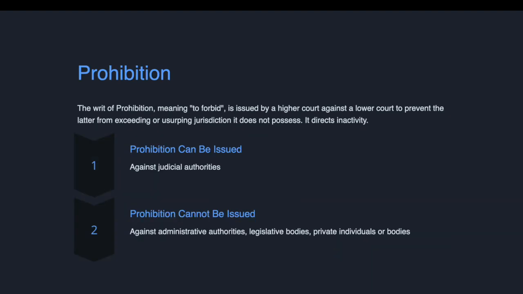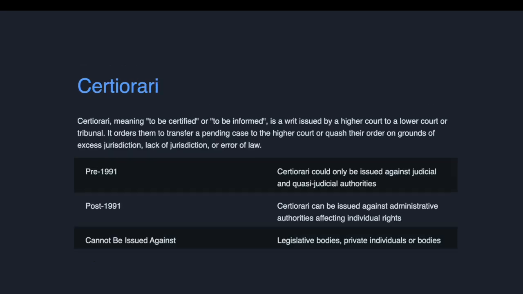The next is prohibition. The writ of prohibition, meaning to forbid, is issued by a higher court against a lower court to prevent the latter from exceeding or usurping jurisdiction it does not possess. Okay, it directs inactivity. Understood? Prohibition means inactivity, that you cannot proceed further. Okay? To the lower court. Prohibition can be issued against judicial authorities. Prohibition cannot be issued against administrative authorities, legislative bodies, or private individuals or bodies.